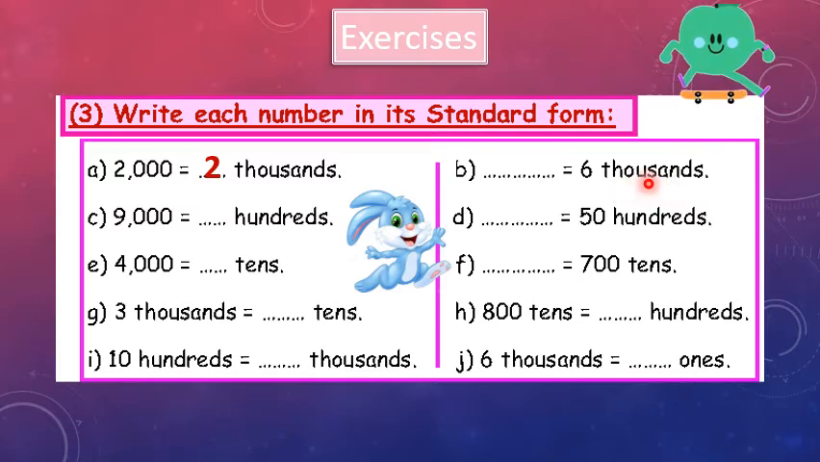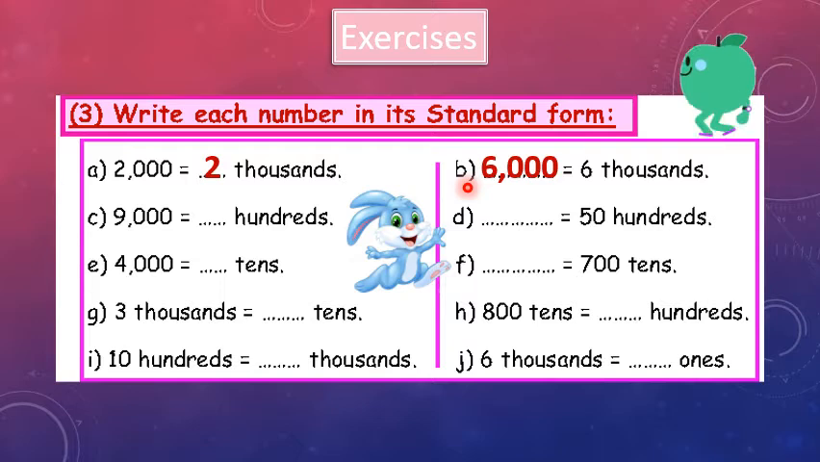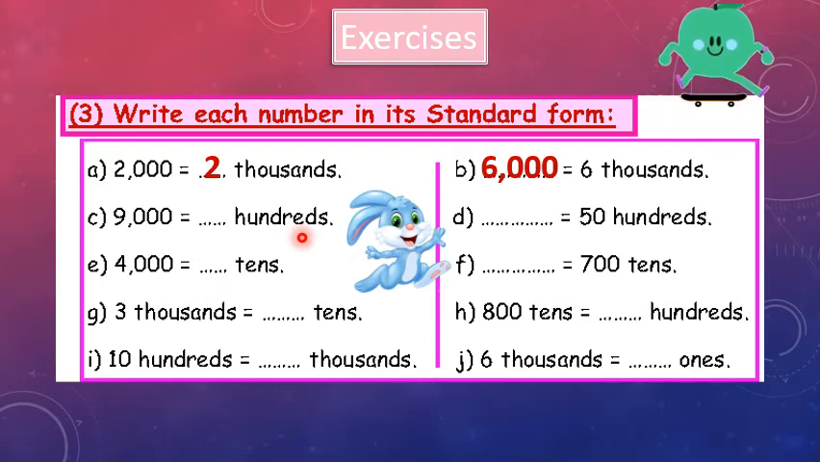Excellent. Thousands means 3 zeros beside the number. It will be 6,000. 6 and 3 zeros beside it. Number C. Here we have 9,000 equal how many hundreds? Yes, let's notice that. Hundreds means how many zeros? Excellent. 2 zeros. Let's go and write down above it.